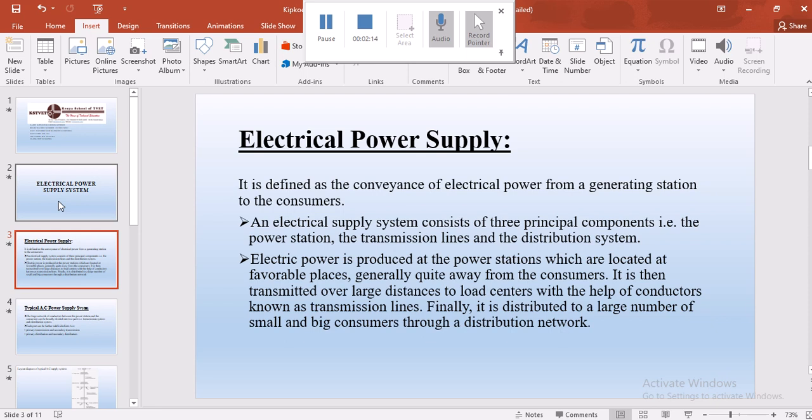Now we move to the classification of electrical supply systems. They are normally classified into two types. We have the AC and DC supply systems. Then we have the overhead and underground systems. The overhead system is normally preferred because it is cheaper, unlike the underground, which can be used in places like urban cities, for example New York or London.